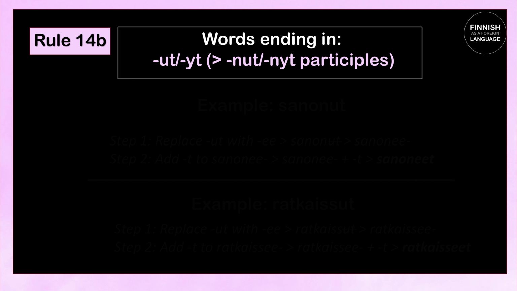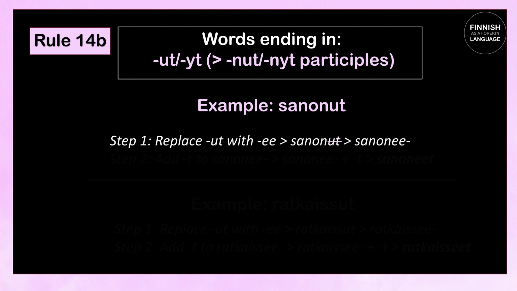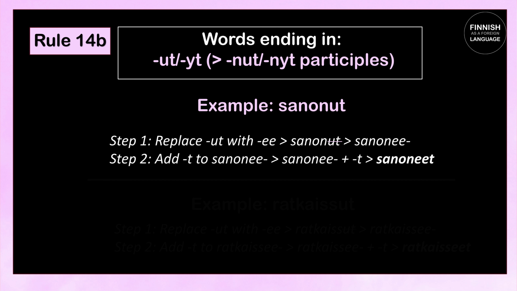And in rule number 14b, we have words ending in -ut or -yt again, but now we're talking about the -nut or -nyt participles. For example, sanonut. Its basic verb is sanoa, which means to say. Now in the first step, we have to replace the ending -ut with a double e, so that means sanonut changes to sanonee. Then in the second step, we add t to it and we get sanonee plus t is sanoneet.